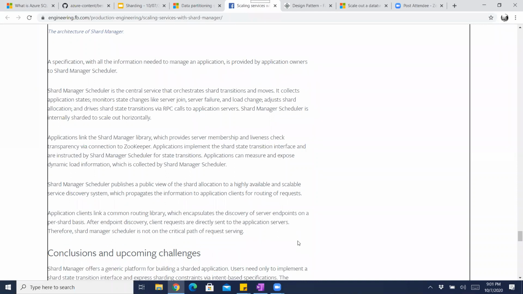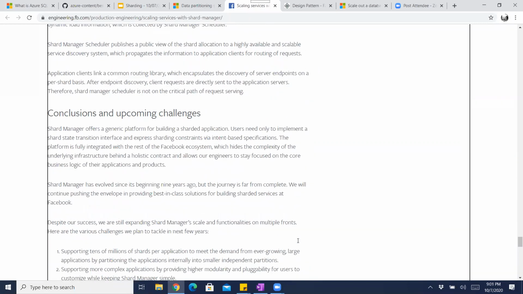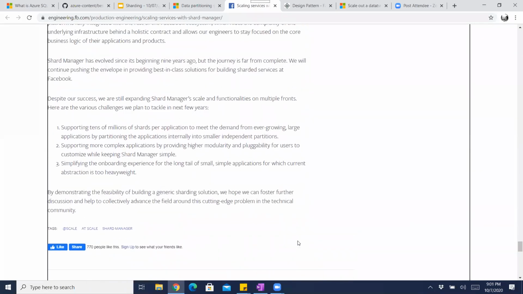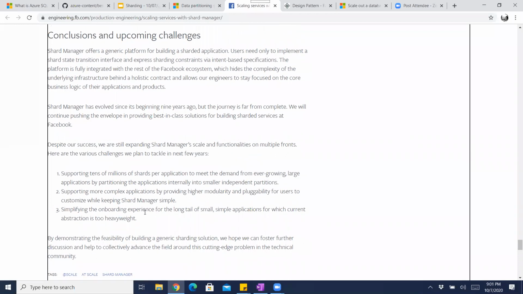Okay, so that was that. And then they talk about the limitations, like the upcoming challenges that are still pending, that they hope to accomplish in the coming versions. One of the things is about growing, right? Like supporting tens of millions of shards per application. And they talk about this idea of partitioning the application into independent partitions. That is a little vague to me. I'm not very clear on that point, but does anybody have any insights on that?